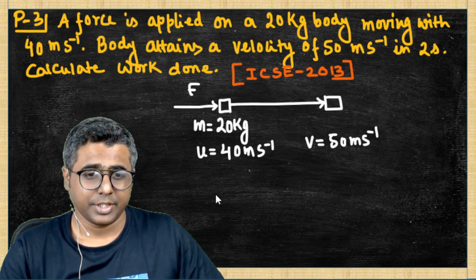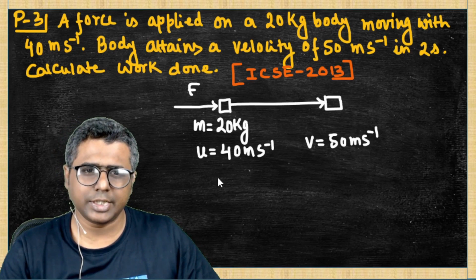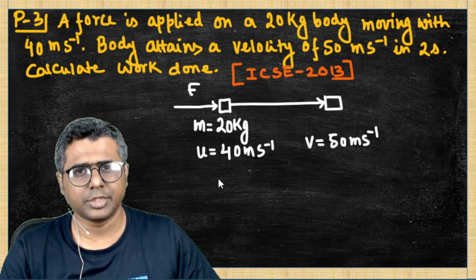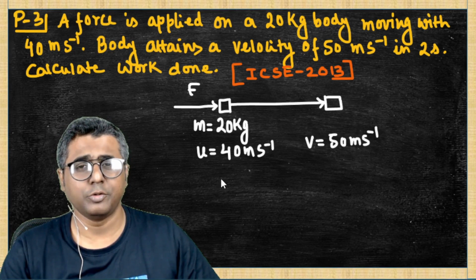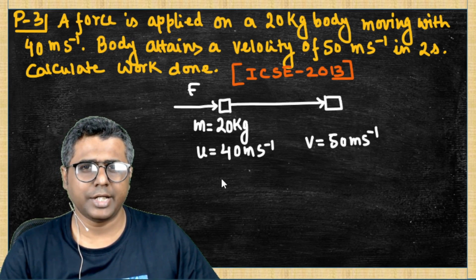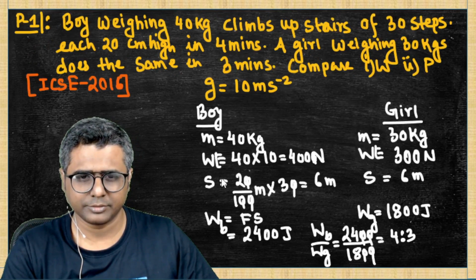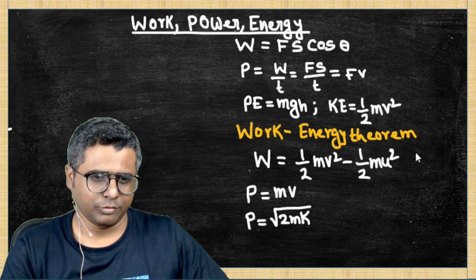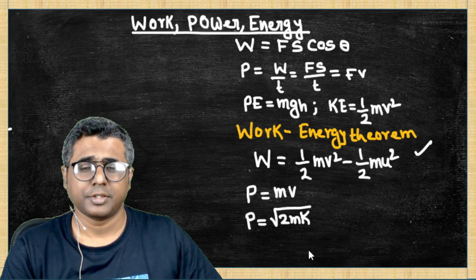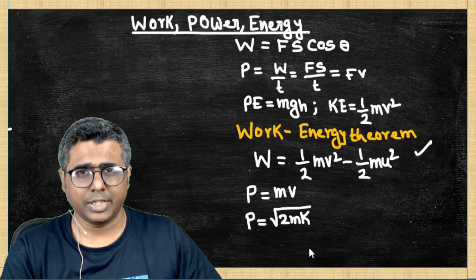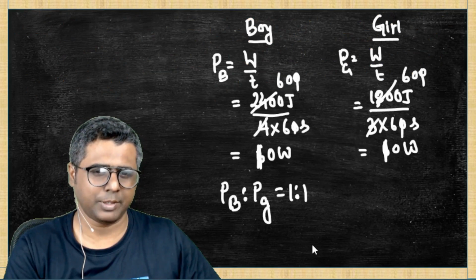So, what is the work done? That is what we have to calculate. So, as the velocity has increased, definitely the kinetic energy has increased. And what is the formula we have studied, or we know rather, which relates work done with kinetic energy? Let us go a little bit backward. Can you look for this? Work energy theorem. Work done is equal to final kinetic energy minus initial kinetic energy. So, that is it. We have to apply over here.